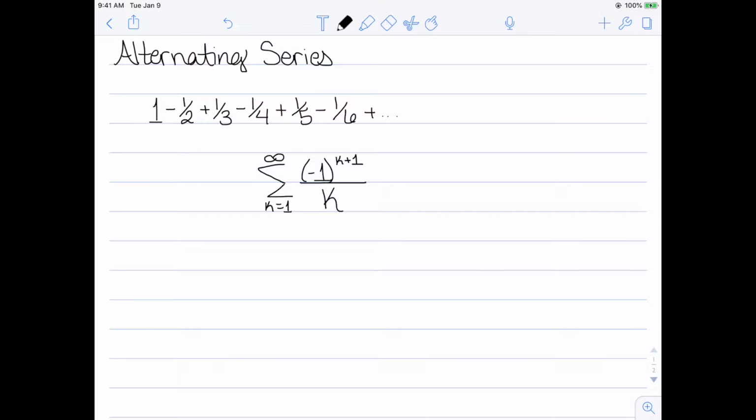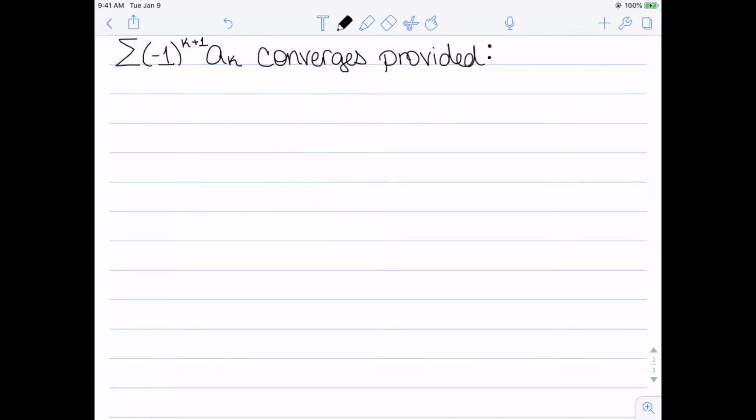So let's look at the test for alternating series to determine if they converge. Suppose we have an alternating series, negative 1 to the k plus 1 a sub k, equivalently negative 1 to the k, a sub k, and this is going to converge provided two things happen. The first thing is that a sub k is greater than or equal to a sub k plus 1. The terms should be getting smaller, or at the very least, not getting any bigger. And the second thing is that the limit as k goes to infinity of a sub k is equal to 0. So we need the terms to be getting smaller and the limit to be equal to 0.